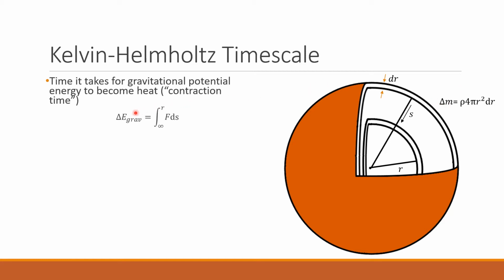So we begin by looking at the change in gravitational energy as equal to the integral from infinity to r. So we're bringing it from infinity to r of the force times our little ds. And our force in this case is ma in a roundabout way, where m is our shell mass and a is our gravitational acceleration. Plugging in for that gives us GM over s squared, and plugging in for our mass gives GM over s squared times rho 4 pi r squared dr ds.